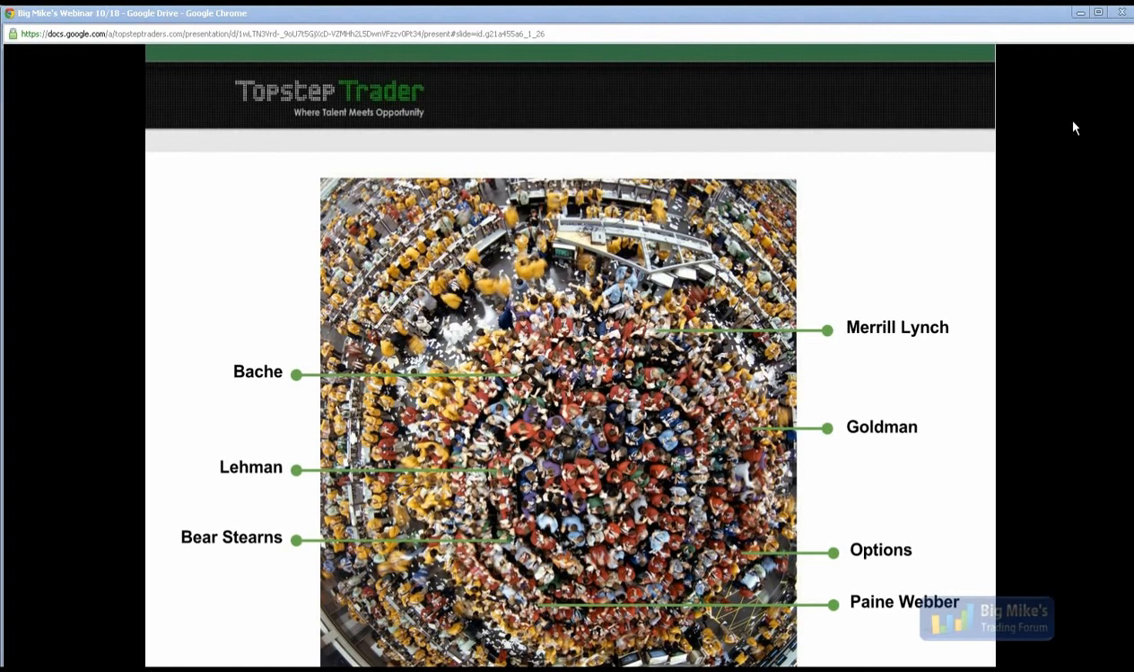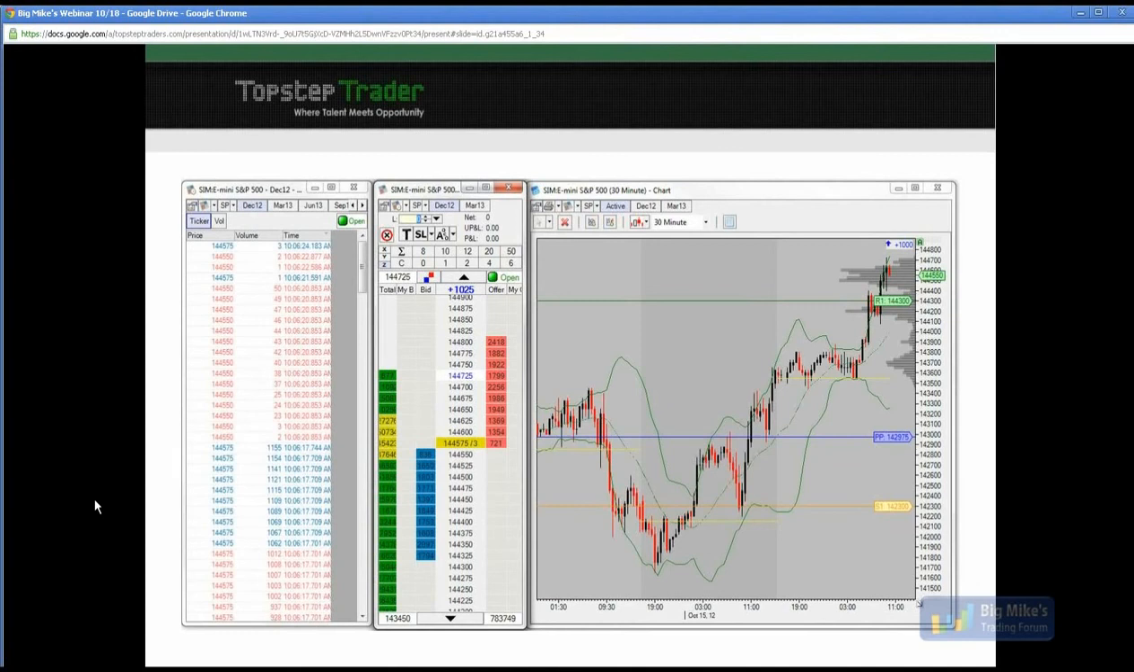So the traders then in the pit experienced a lot of the same things that we're doing on screen. They had the same issues, the same challenges, and it was, believe me, just as difficult. Having a little trouble changing my slide here. Here's the new pit.